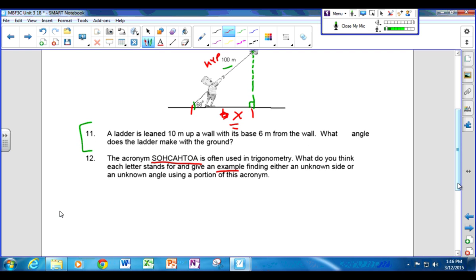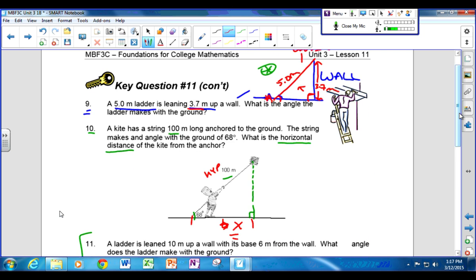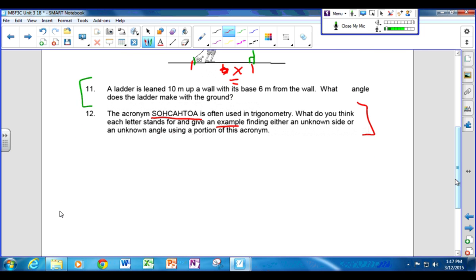And then they asked a question about SOHCAHTOA. I don't think they really mentioned it all that much in the unit. But make sure you answer that if you're going through the key questions, because it's worth a couple of marks. I don't think they even put the marks on here, but usually a word question is worth 2 or 3 marks. So it's useful to try and answer stuff like that.